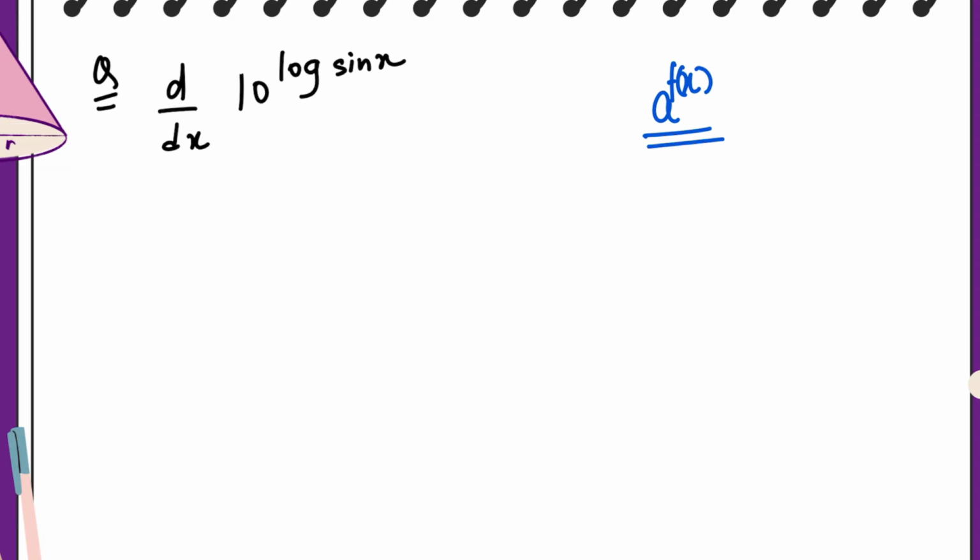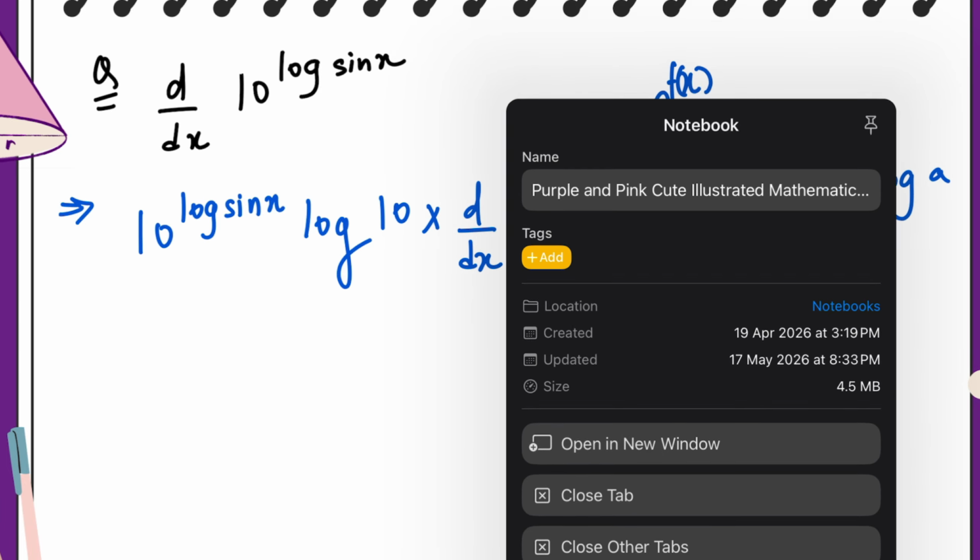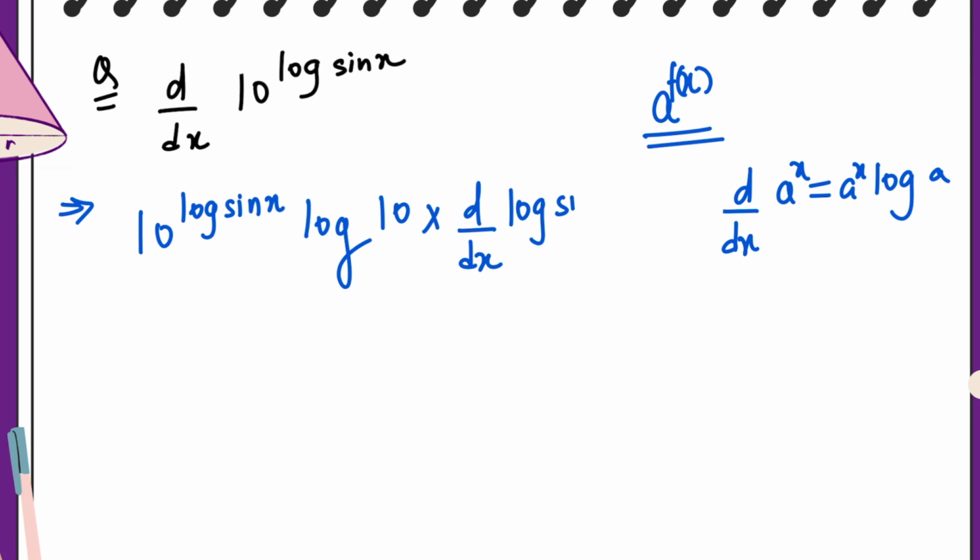Now let's solve some questions. Differentiation of 10 to the power log sin x. I know it's a little difficult for you, but you can just try it. I'll explain. Now see, this is a to the power f(x), right? We know that differentiation of a to the power x is a to the power x log a with base e. This will be 10 to the power log sin x log 10 into d by dx of log sin x.